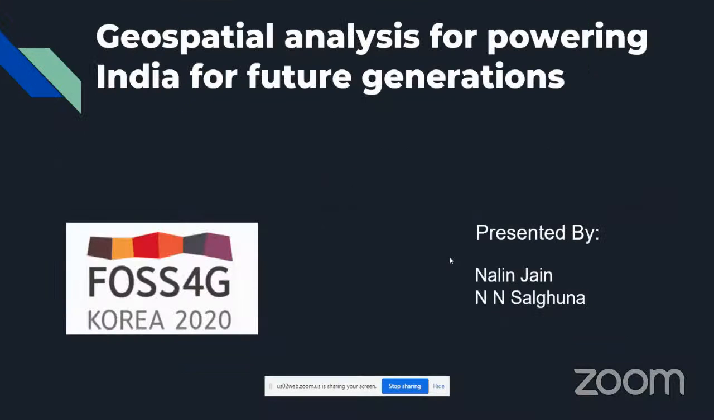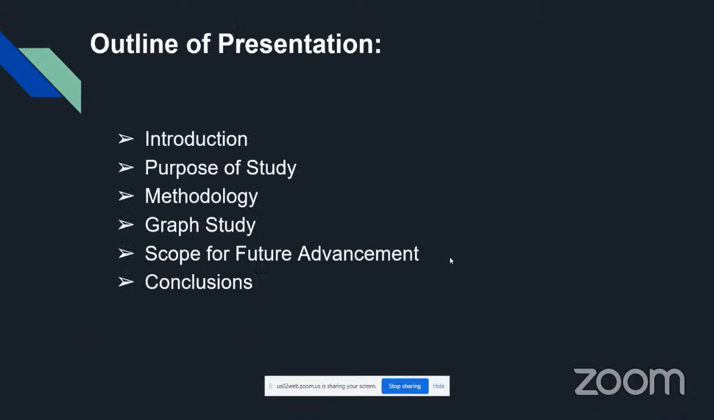Okay, so I am Nalin Jain, and I passed out from JCRC College Jaipur in the electrical stream, and I'm also a member of the Active Spatial Science Research Group. My title is Geospatial Analysis of Powering India for Future Generation. This is the outline of my presentation: introduction, purpose of study, methodology, graph study, scope for future advancement, and conclusion.